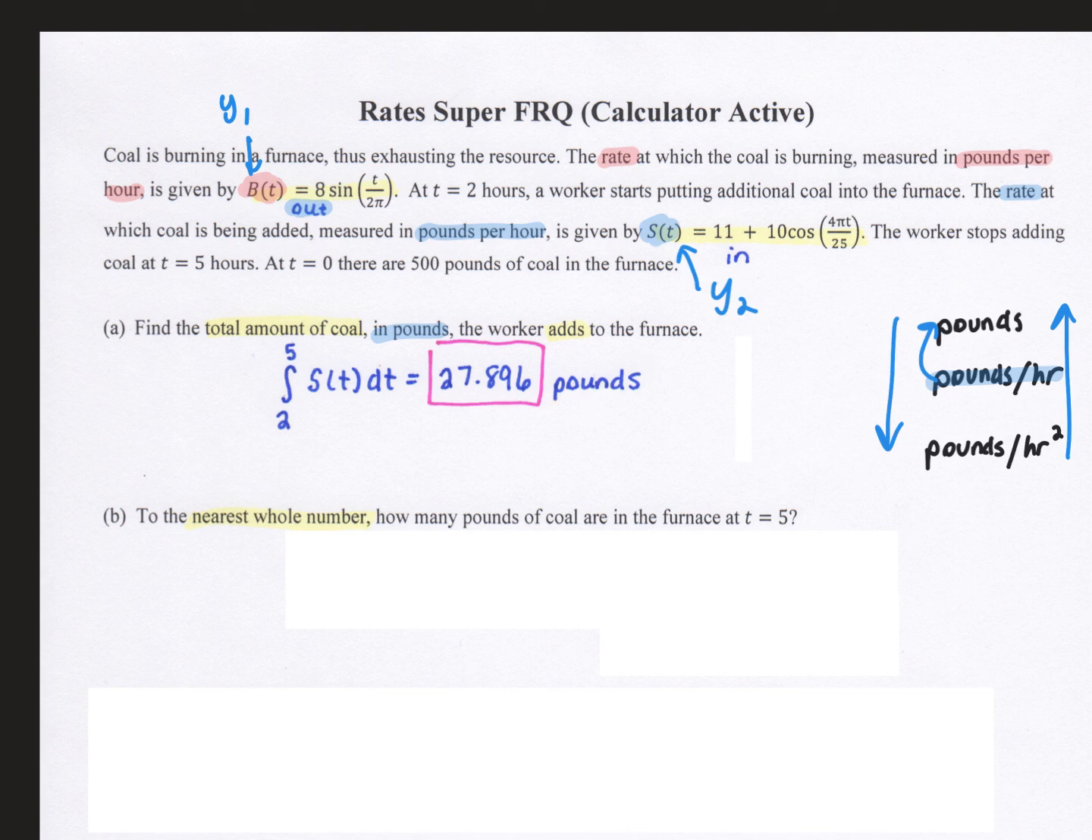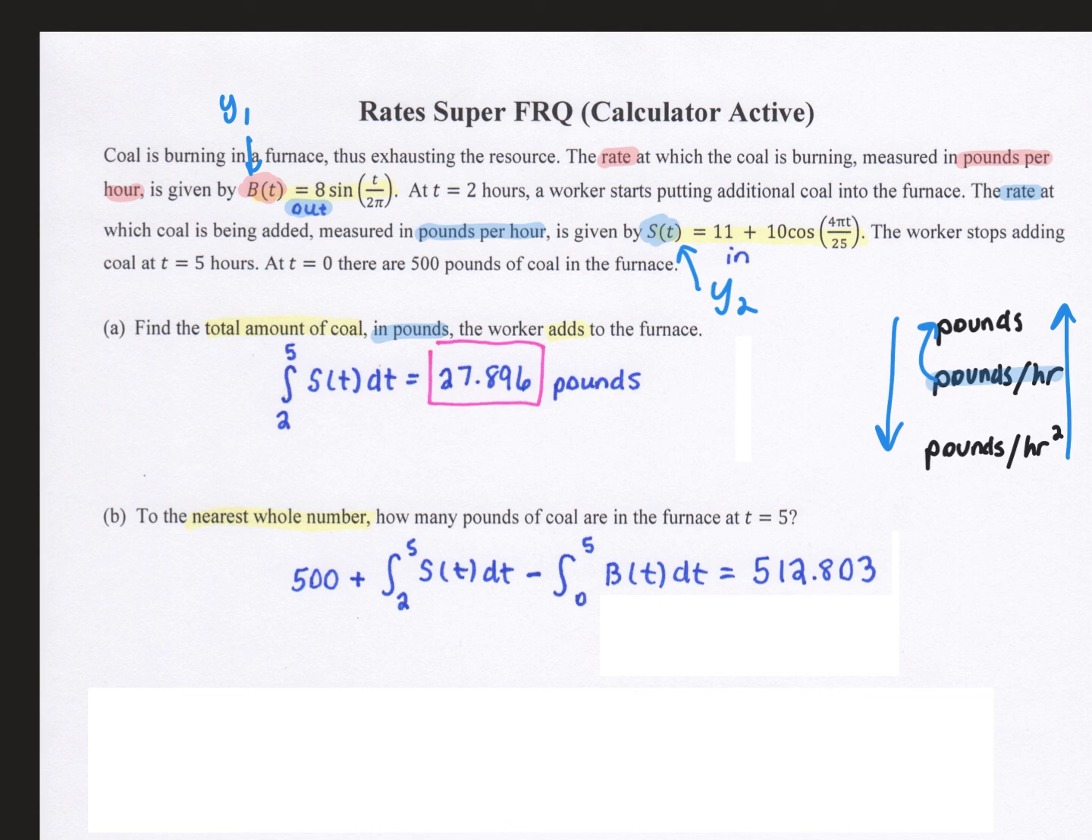In part B, I'm asked how many pounds of coal are in the furnace at T equals 5. So I need to consider 3 things. Number 1, how many pounds of coal started at T equals 0, and that's given as 500. How many pounds are being added, and that's pretty much what I did in part A, which was that integral. And then how many pounds are burning, and that's given by this B of T function, and that begins at 0, so my limits go from 0 to 5. B of T dt, and I put that in my calculator and I get 512.803.